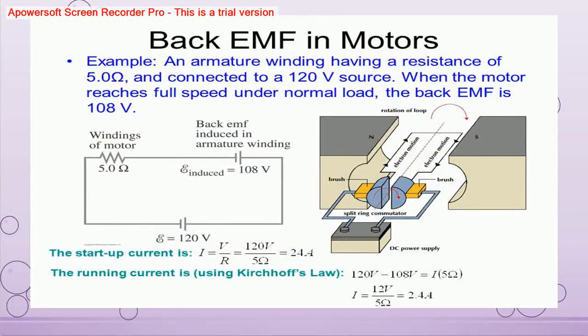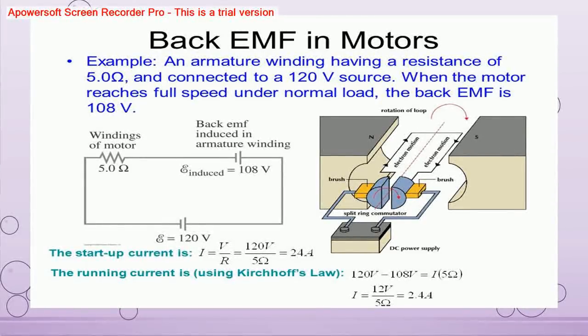Example of back EMF in motors. An armature winding having a resistance of 5 ohms is connected to a 120 volt source. When the motor reaches full speed under normal load, the back EMF is 108 volts. The formula shows that the startup current is I equals V over R, equals 120 volts over 5 ohms, which is equal to 24 amps.